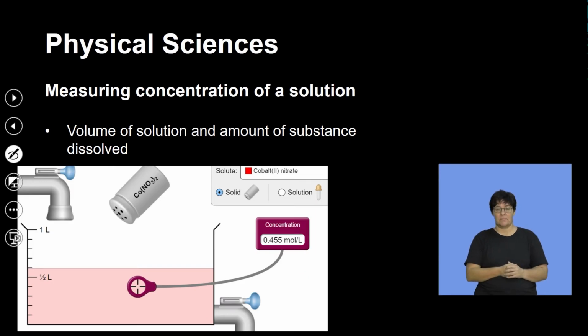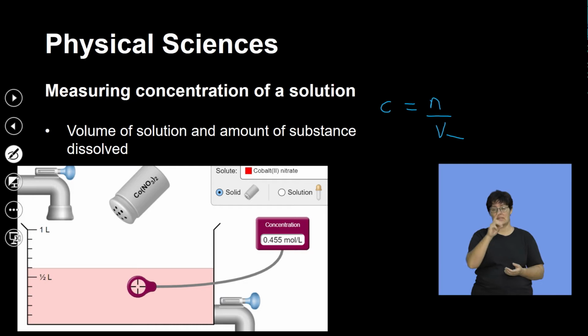So if we have the volume of water, because we know that C is equal to n over V, this is the volume of the solution in cubic decimeters. So that's our volume.